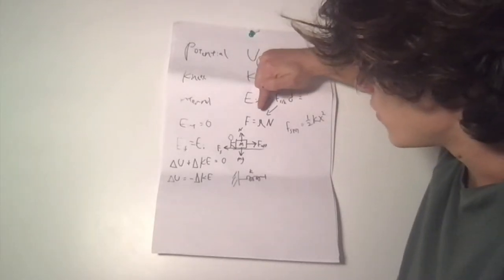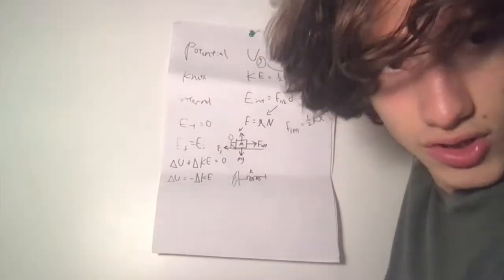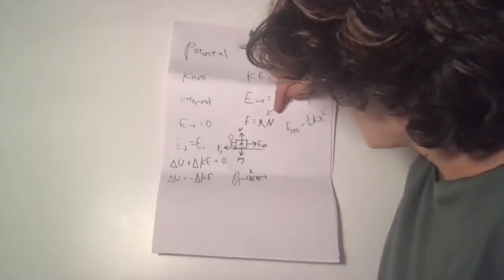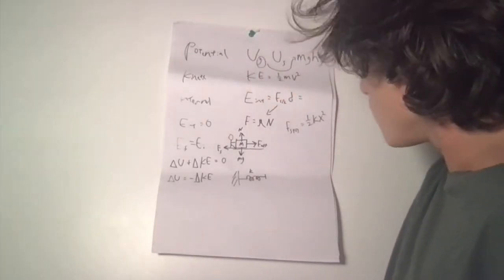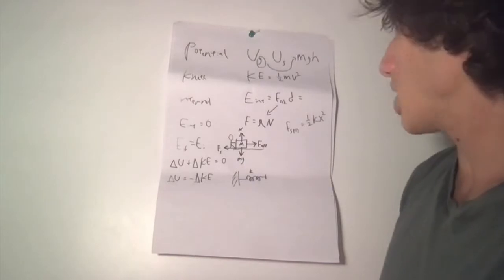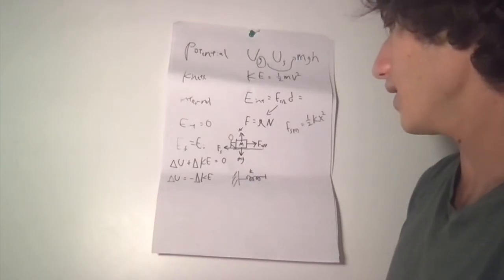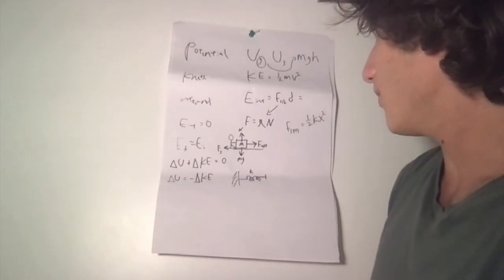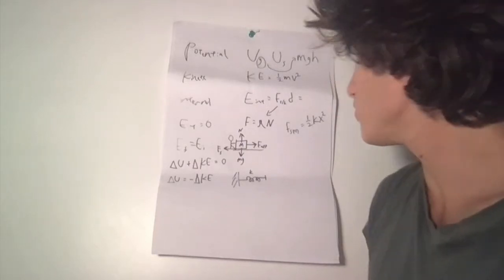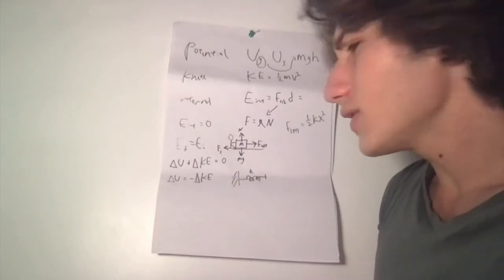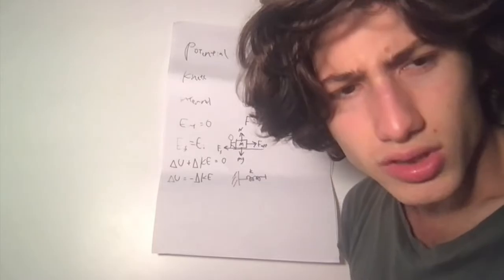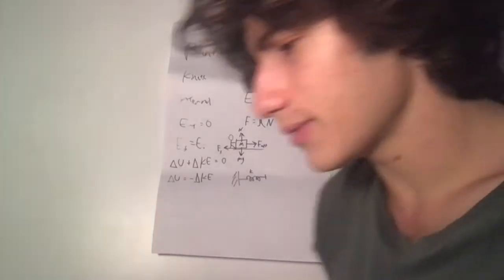Well, force of friction is equal to mu, which is the frictional constant, times the normal force. And yeah, there we go, right? That's friction. That's friction, that's internal energy. Now, there's this idea of conservation of energy, which is very important, which is that energy can't be destroyed and can't be created.